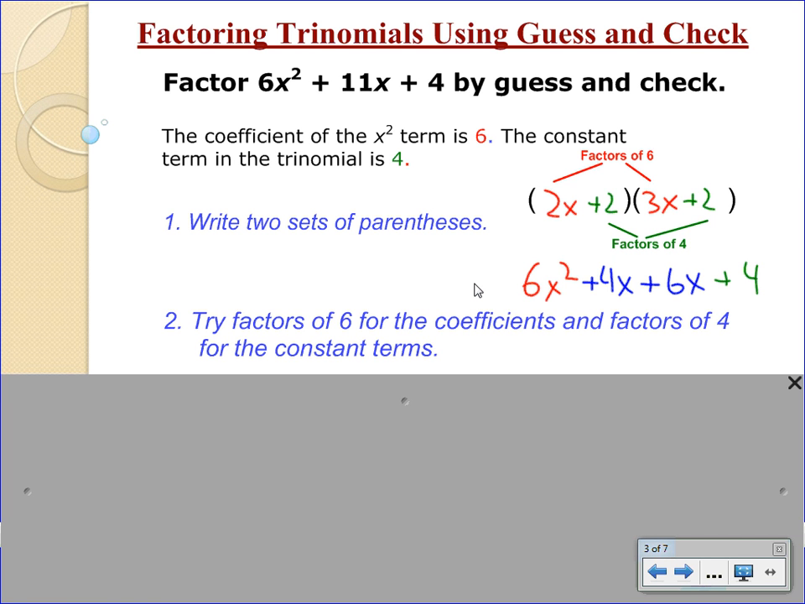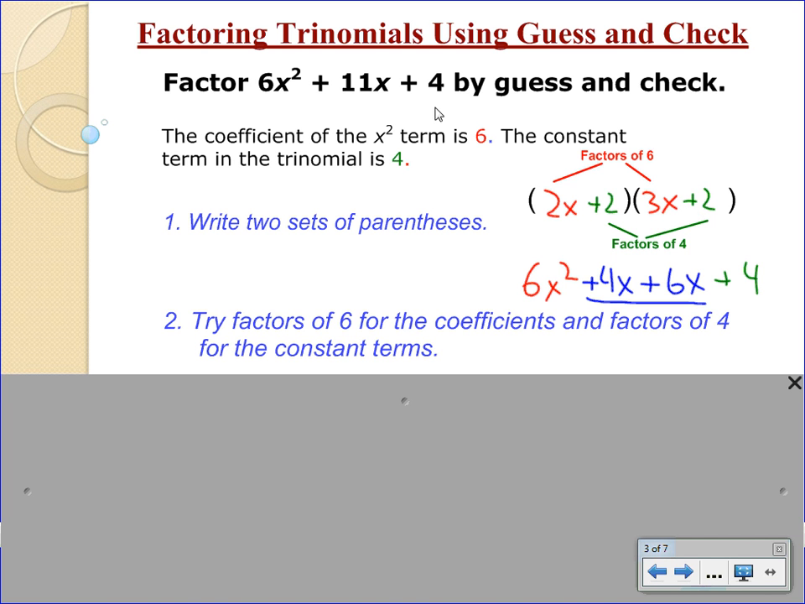But what problem do we have here? If I add these middle two terms, 4x plus 6x, what do you get? We get 10x, which is really close to 11x. But close just isn't good enough here. So I know that's not going to work. So my options at this point are to change things a little bit. And I'm going to say maybe the positive 2 and the positive 2 weren't the correct values.